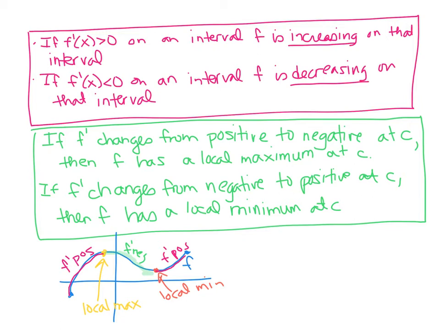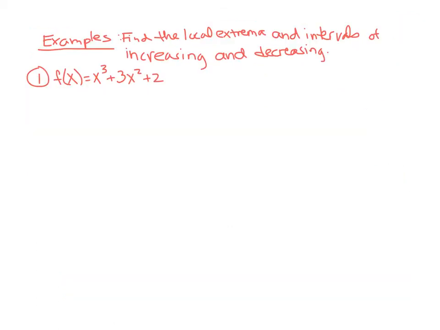Just remember that you're increasing when your derivative is positive and you're decreasing when your derivative is negative. So in this example, we're going to find the local extrema, meaning the local min and local max, and then we're also going to find the intervals of increasing and decreasing. So the first thing you always want to do on these ones is find your critical values.